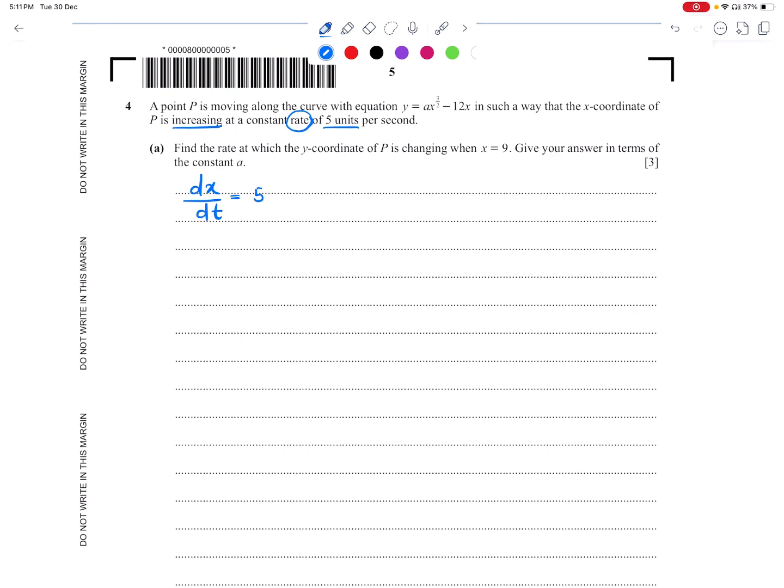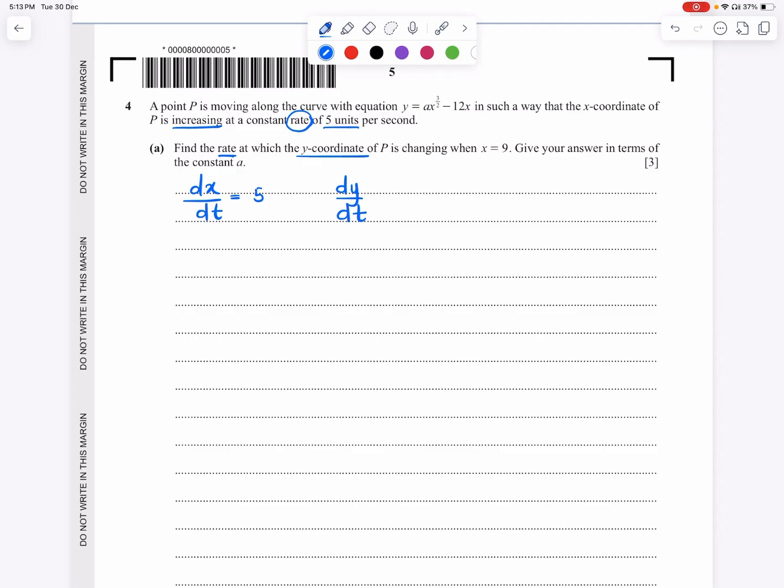Anyways, the question then asks, find the rate at which the y coordinate of P is changing. Again, it asks you about the rate of the y coordinate. So what they're asking you for is actually dy by dt. This is what you basically need to find out.